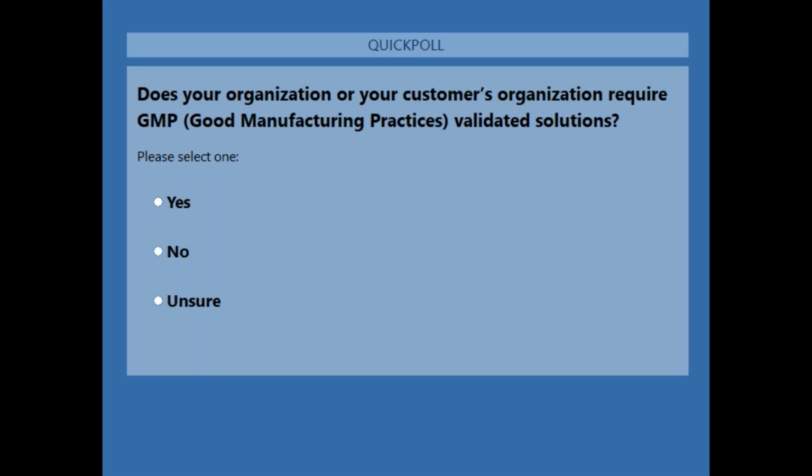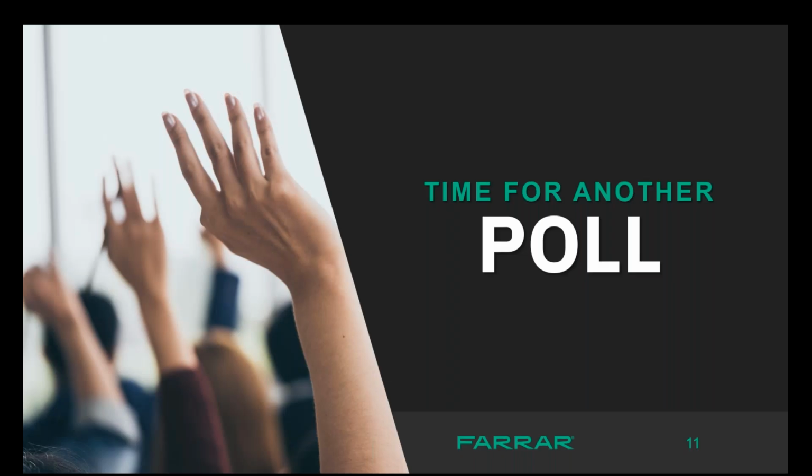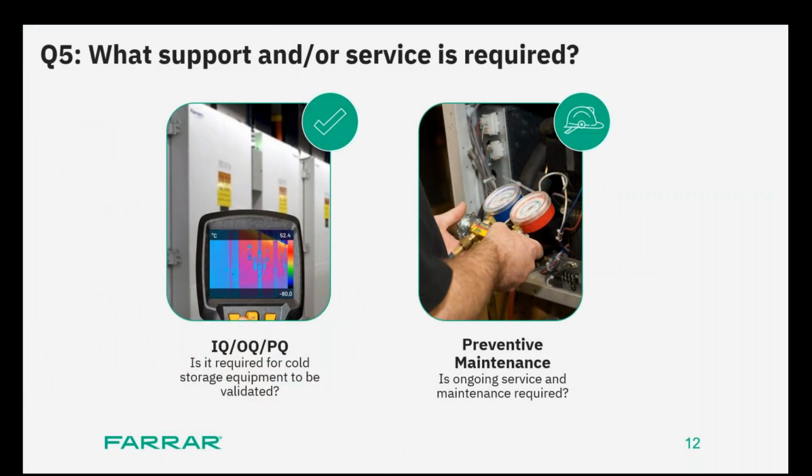All right, go ahead. And it looks like 80% of today's audience does have GMP validation requirements, which is a great segue into our next critical question. So Christian, this is another one for you. When evaluating a low or ultra low temperature cold storage solution, what considerations should be made for support and service?